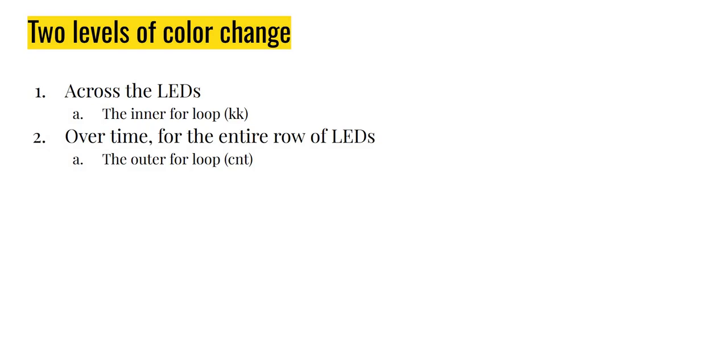First is across the LEDs, and this happens inside the inner for loop, which is used to build all those LEDs. And we saw this earlier. Basically, we make the color string a function of this KK, and that basically gets the color to change across the LEDs. Now, additionally, on top of this, we have this color change over time, which is for the entire row of LEDs, and this happens with the outer for loop. So this is what we are going to add. Taken together, this creates a very nice animation as I just showed you.